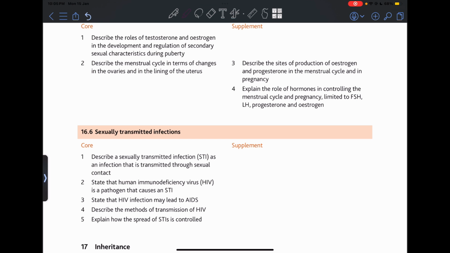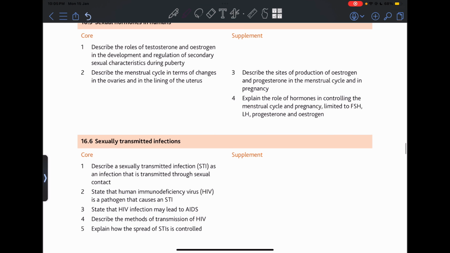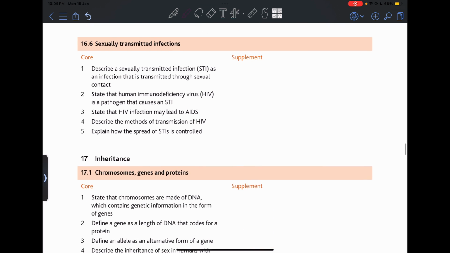Now number 4 says explain the role of hormones in controlling the menstrual cycle and pregnancy, limited to FSH, LH, progesterone, and estrogen. So you have to know the uses of FSH and LH, and how they control progesterone and estrogen, and how they control the menstrual cycle and pregnancy.